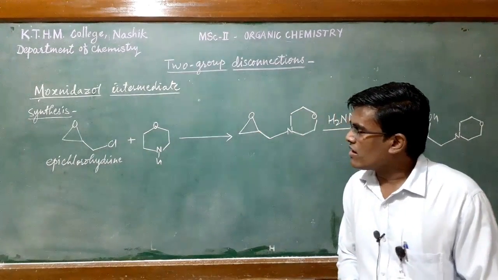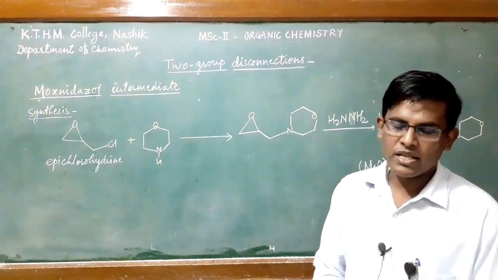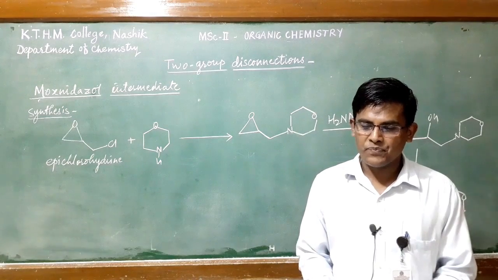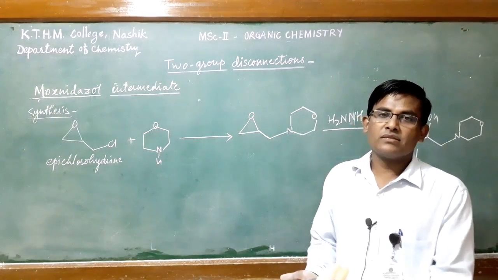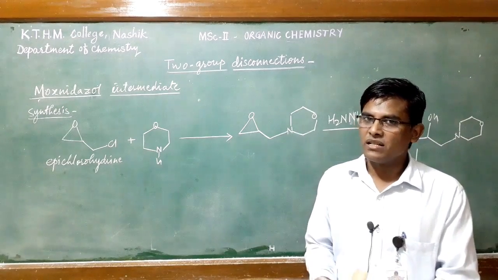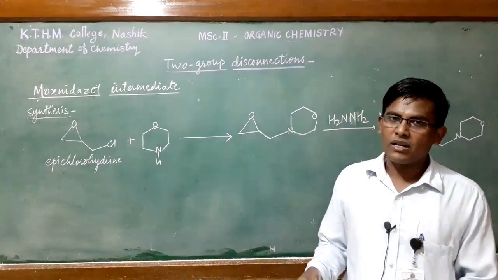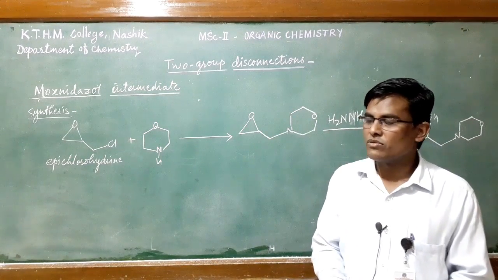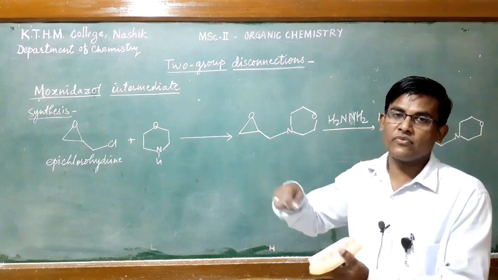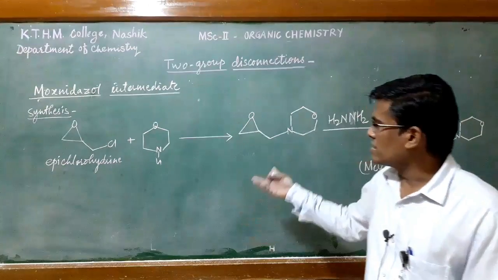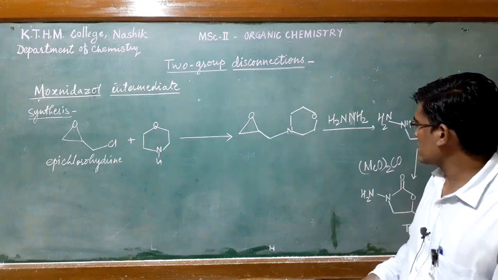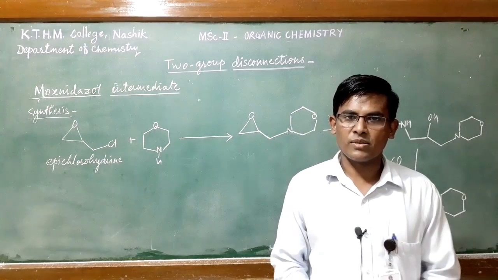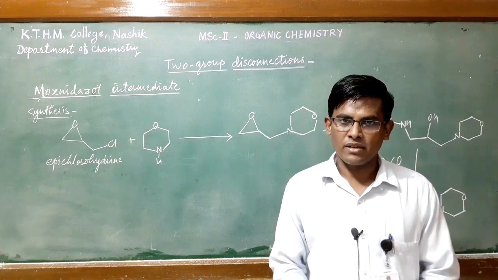So, in all these examples, we have seen the two group disconnections, where we have realized the 1-2 relationship present in these molecules, so that we can cleave the one bond adjacent to the functional group, and so that the other functional group will also be involved in this analysis of particular disconnections. So, in the next lecture we will see a more interesting problem based on this concept. Thank you very much.